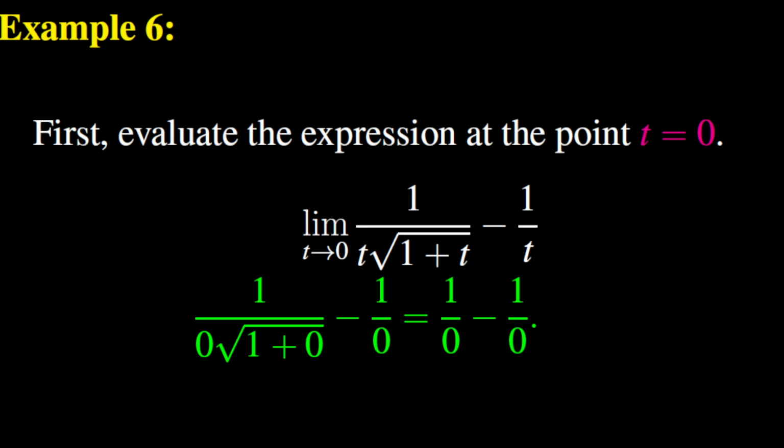We start by evaluating the function at the point t equal to 0. So we replace t with 0 in the expression and obtain 1 over 0 times the square root of 1 plus 0 minus 1 over 0. This is equal to 1 over 0 minus 1 over 0. This result requires further analysis. We have to simplify the expression in order to find the real value of this limit. This initial evaluation is inconclusive.